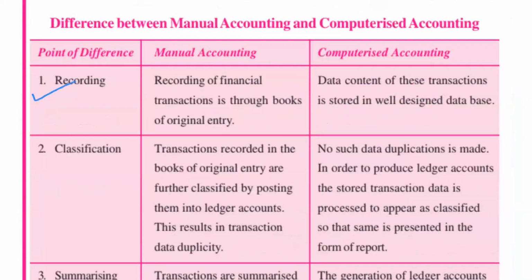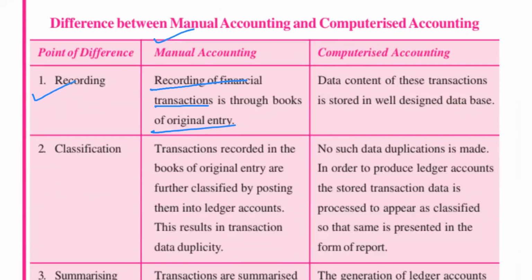From the recording point of view, recording of financial transactions is through books of original entry under manual accounting system. Under manual accounting system, the recording is done through books of original entry. Can you tell me what is books of original entry? What do you mean by books of original entry?